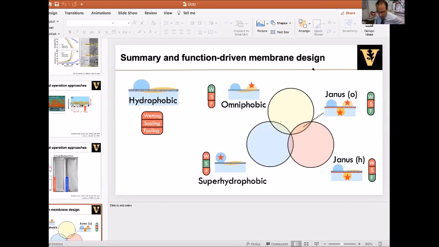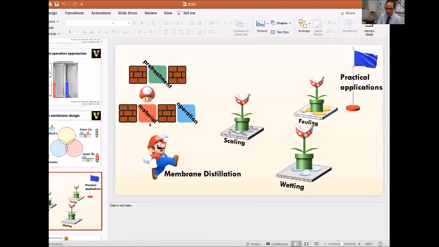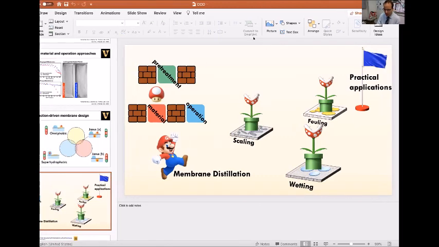Great, thank you. There's another question from the audience, from Professor Supantra Singh. He asks, what is the role of texture in making hydrophobic or omniphobic membranes?